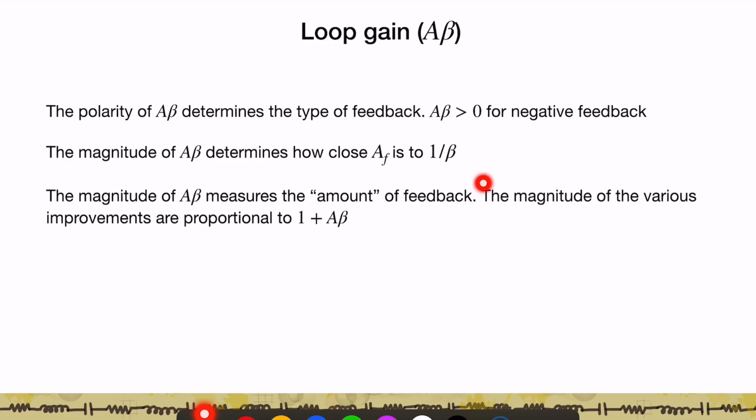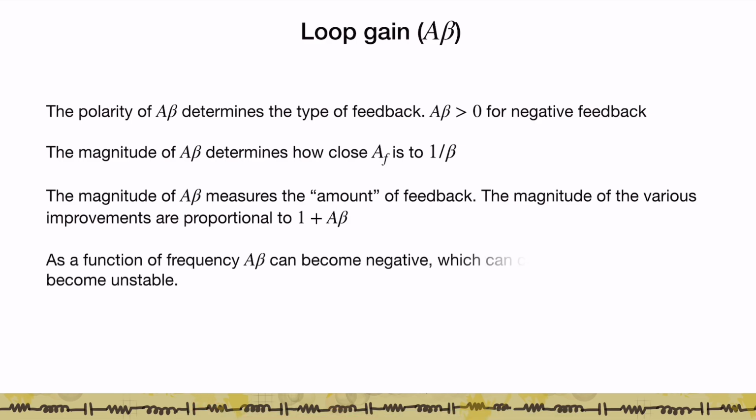And the other point that illustrates this is that the magnitude of the various improvements that you'll see, be it the bandwidth, be it the input resistance, etc., are all going to be proportional to this 1 plus A beta term. So this A beta is an important term because it determines the amount of feedback that you have in your system.